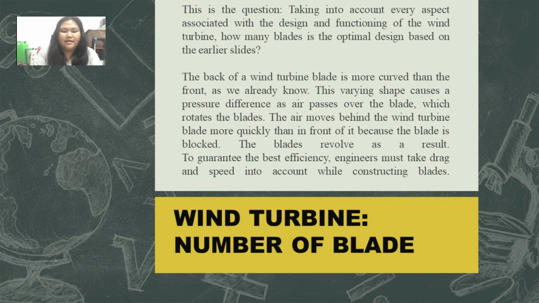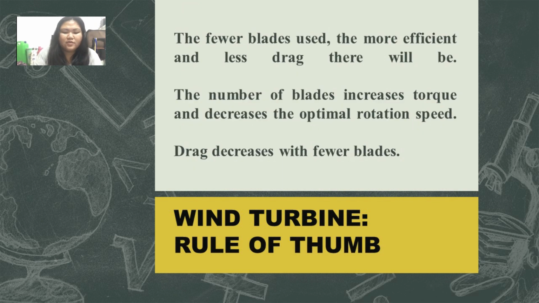Wind turbine number of blades. Rule of thumb in wind turbines. A common rule of thumb in wind turbines is the 3-2-1 principle, emphasizing the prevalent use of 3 blades for a balance between efficiency and stability, 2 blades for simplicity and cost-effectiveness in low wind speed conditions, and specialized applications utilizing 4 or more blades for enhanced stability and durability.